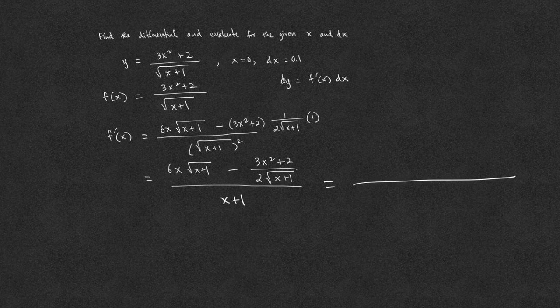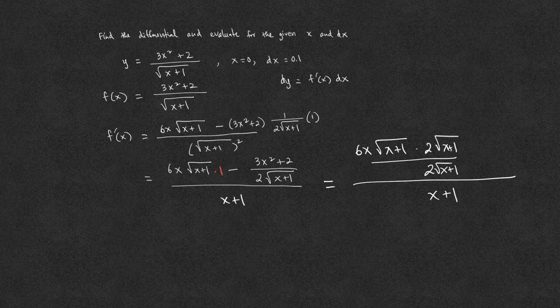In the numerator, the common denominator is 2 root x plus 1, so we would multiply by a well-chosen 1. This well-chosen 1 is the denominator, and so the first term is 6x, the square root of x plus 1 times 2 root x plus 1 over 2 root x plus 1. This is the well-chosen 1.